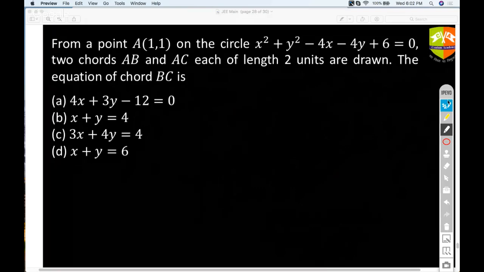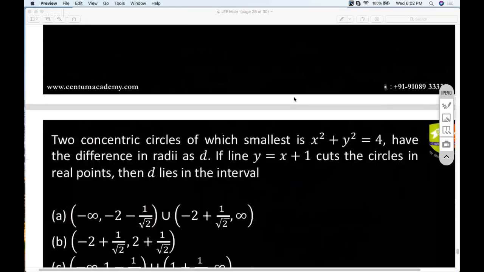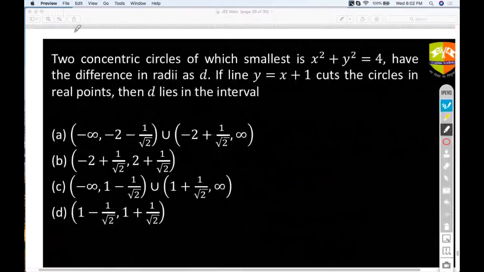So let's move on to the next one. That's question number 29 for the day. Two concentric circles, of which the smallest is x square plus y square is equal to 4, have a difference in radii as d. The line y equal to x plus 1 cuts the circles in real points, then d lies in the interval.